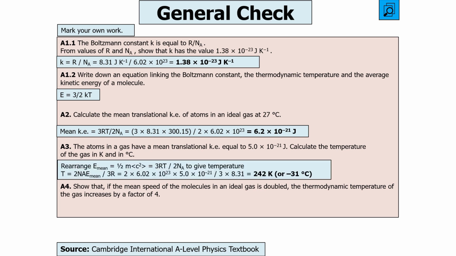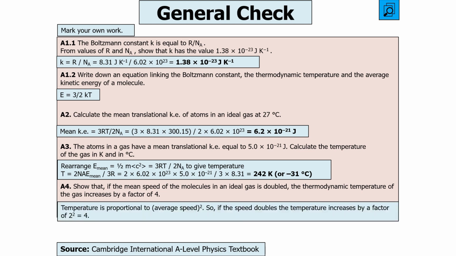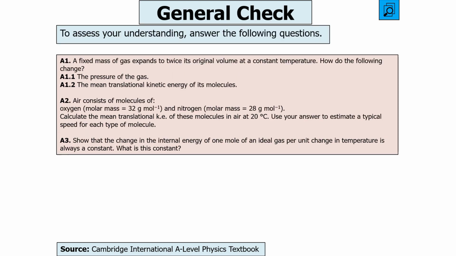In this next one again, we can say kinetic energy is equal to 3 over 2 kT or equal to a half mc squared, so half mv squared. Pop in all the values, remember to make T the subject, which is 242 Kelvin or minus 31 degrees Celsius. Then we can see that temperature from the previous equation is going to be proportional to the average speed squared. So if the speed doubles, then the temperature will increase by a factor of 2 squared, which is 4.